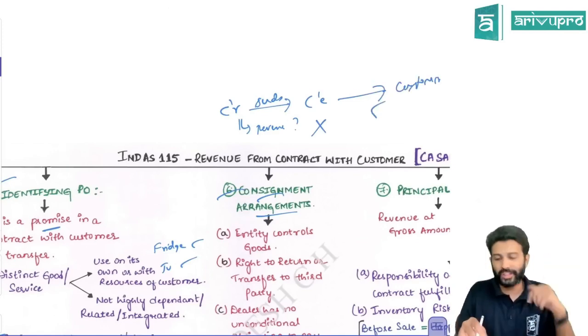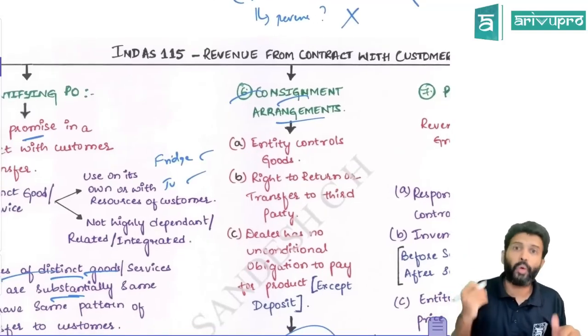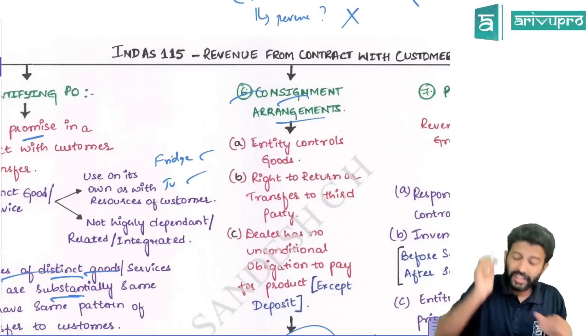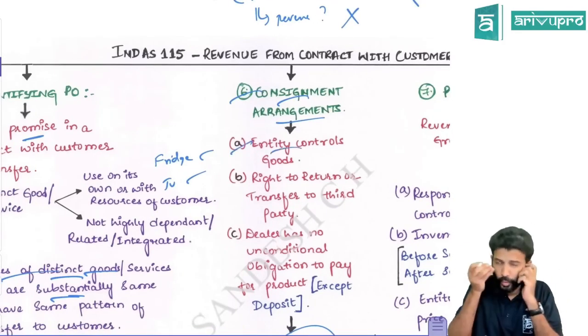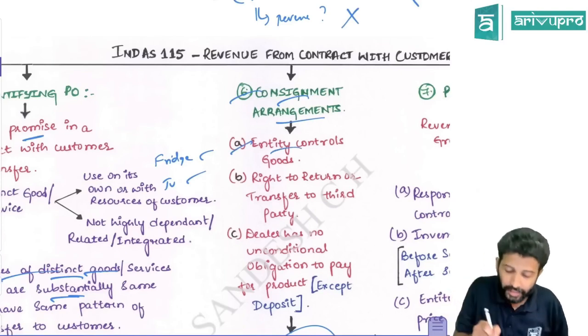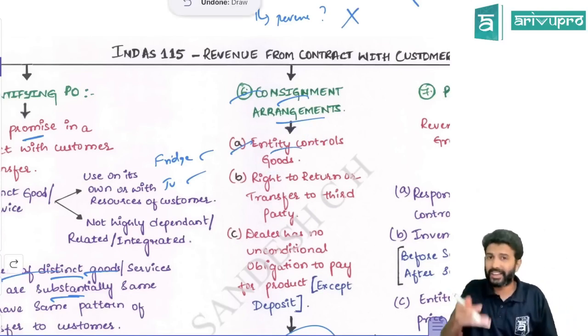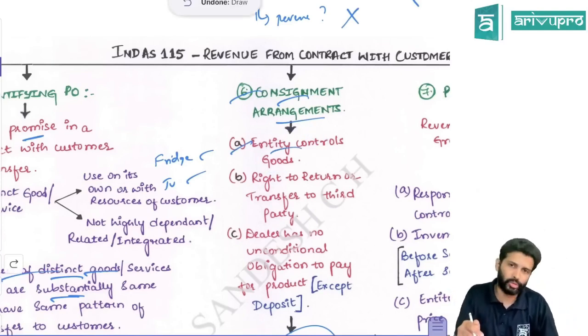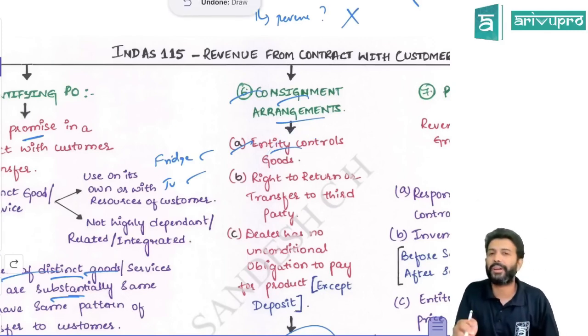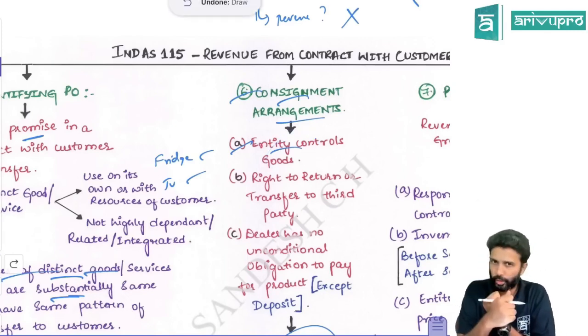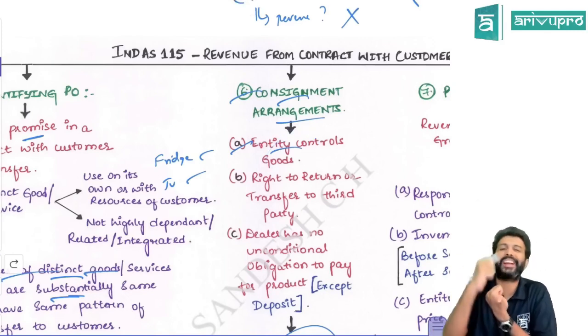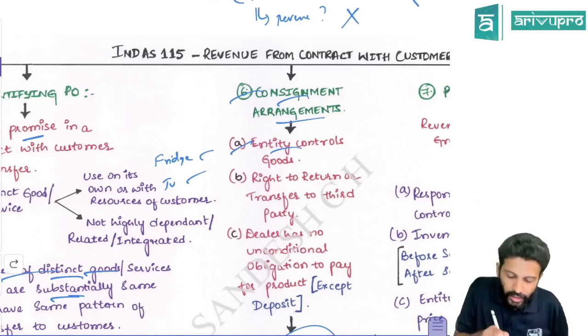Okay. So how do you know whether it is a consigner or a consignee? If you want to say it's a consignment arrangement, then the entity, the consigner, should have control over the goods. In a consignment arrangement, the consigner will have control over the goods because he's the real owner of the goods. And two, he has the right.